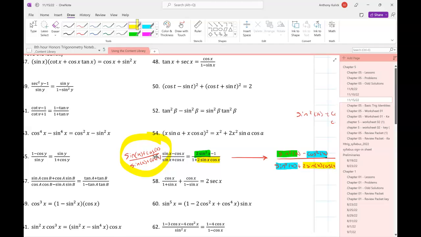So again, the trickiest part here was deciding to do that. If you didn't do that as your first step, it's going to be tough to get there. You know what I mean, guys? Just was going to be tough to get there.